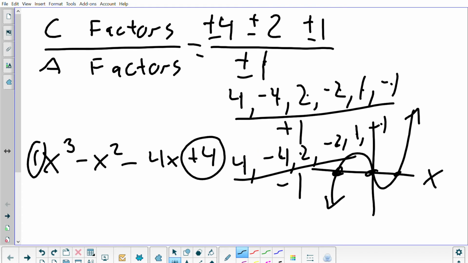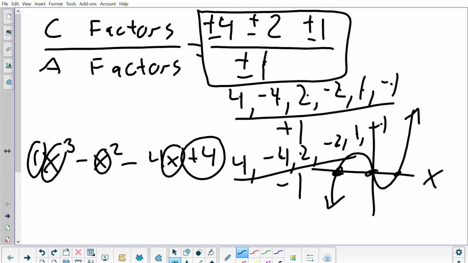possibilities for our zeros. And we could plug and chug to figure out which one actually works by putting it back into our x's and figuring it out from there. Or we can just say, these are our possibilities, good enough.